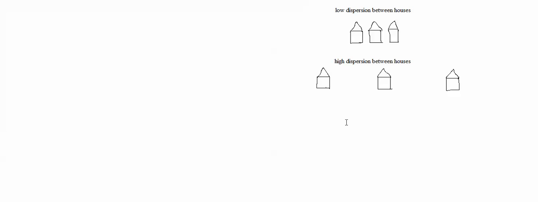So if there were 10 cars driving on a freeway at the same time, and their speeds were 65, 62, 61, 63, 65, 62, 64, and so on, that would be an example of low spread between the speeds of the different cars.